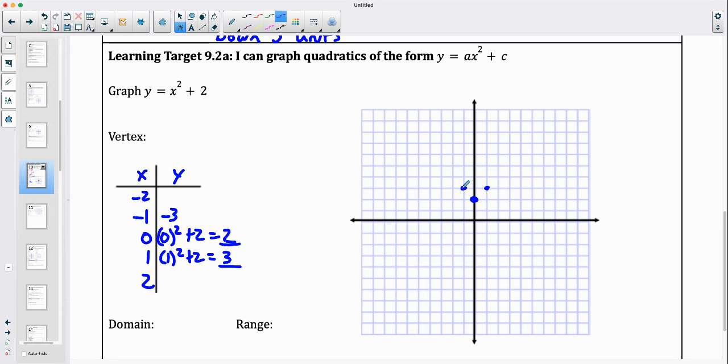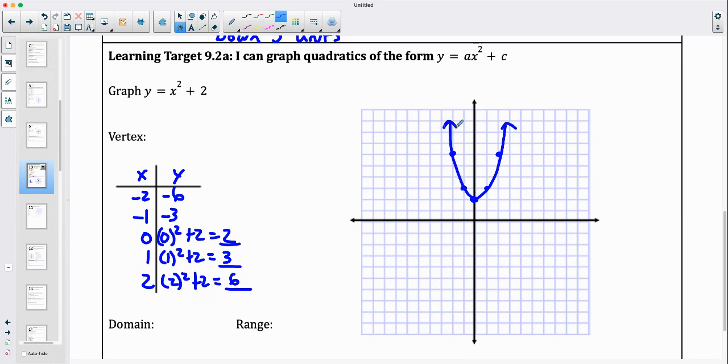And then we'll do one more. If you plug in 2 squared plus 2, that's 4 plus 2, which is 6, which is also what we would have gotten if we plugged in -2. So at 2, we're up to 6. And at -2, we're at 6. As soon as you have 5 dots, you're ready to connect the dots. Okay, this is called a parabola.